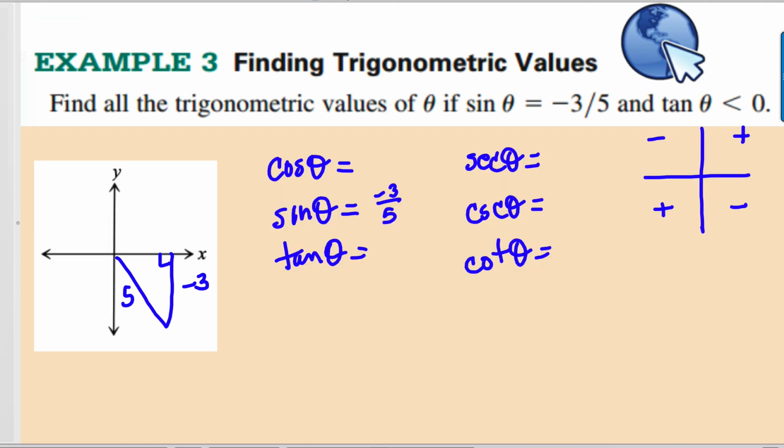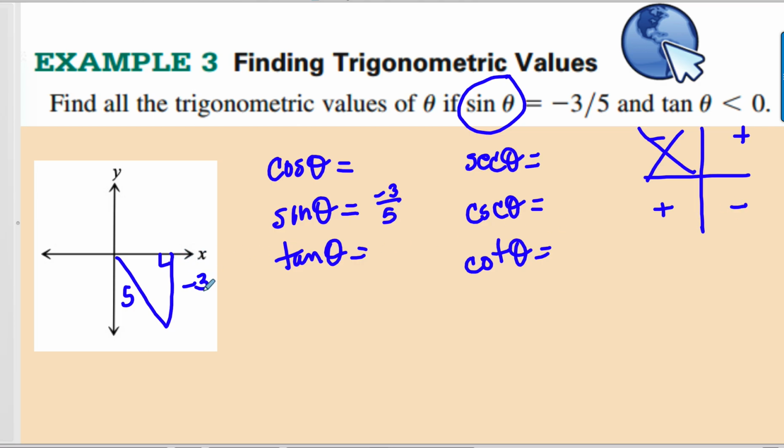Let's go ahead and find all the trig values for this situation in which the sine of theta is equal to -3/5 and the tangent of theta is less than 0. Tangent is where sine and cosine are going to be different, and that's going to happen in the second quadrant and the fourth quadrant. Tangent will be negative in those 2 quadrants. Okay, when I look at sine though, sine is positive in this quadrant, and so I don't want this quadrant right here, so I know I have to draw my picture in the fourth quadrant.